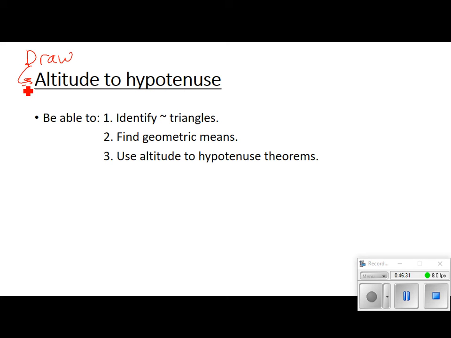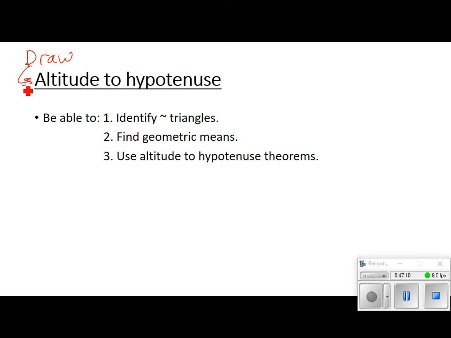From a vertex, that's the corner, up to the opposite side. Does it go to the midpoint? No, not necessarily. What does it do when it gets to that opposite side? It forms a right angle. So with an altitude, you have to remember, it goes from a corner to the opposite side and forms a right angle. Everybody have that much?